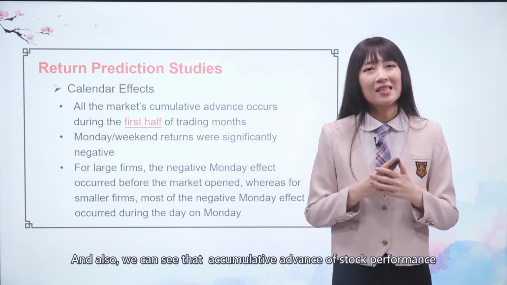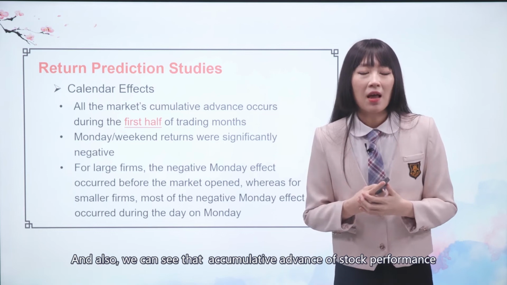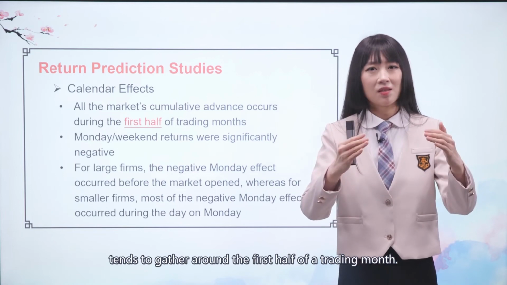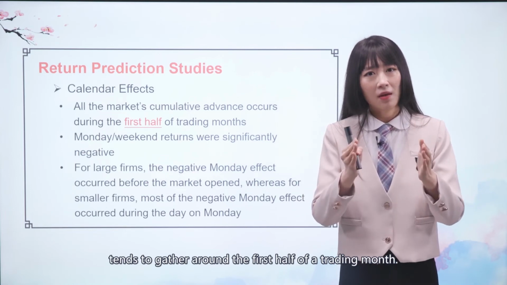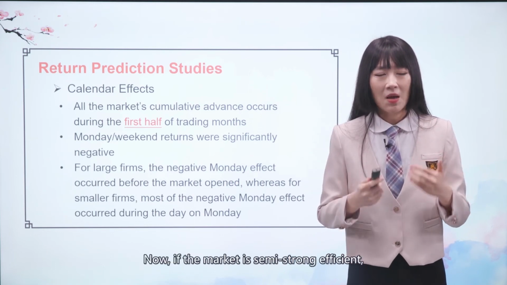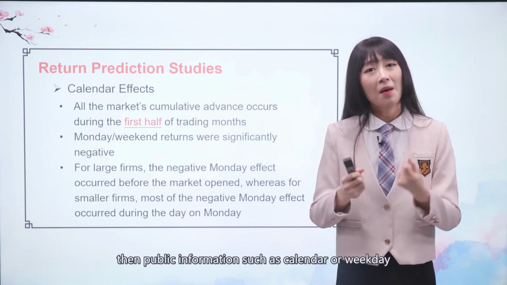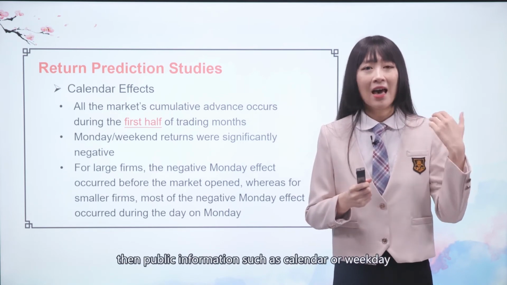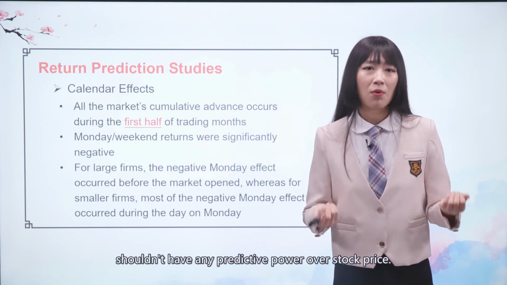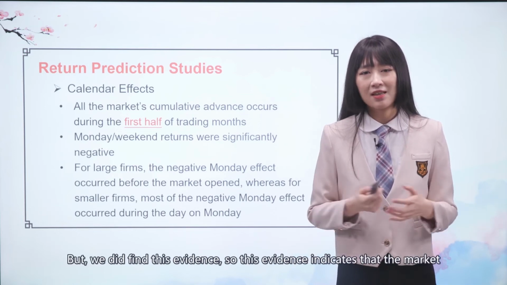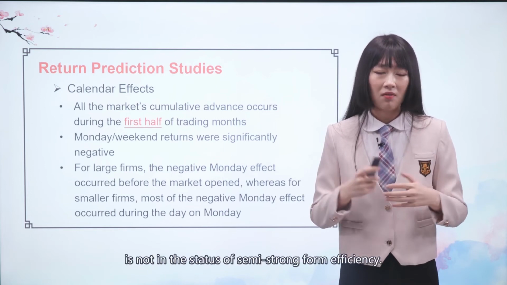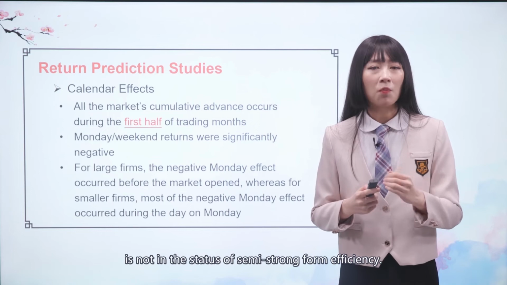And also, we can see that the cumulative advance of stock performance tends to be gathered around the first half of a trading month. Now, if the market is semi-strong efficient, then public information such as the calendar or weekday shouldn't have any predictive power over stock price. But we did find this evidence. So this evidence indicates that the market is not in a state of semi-strong form efficiency.